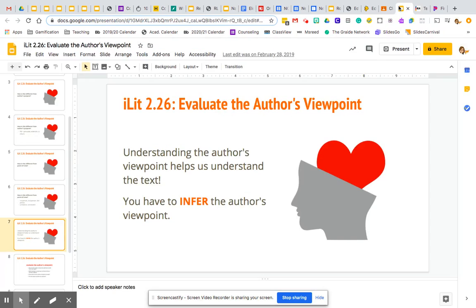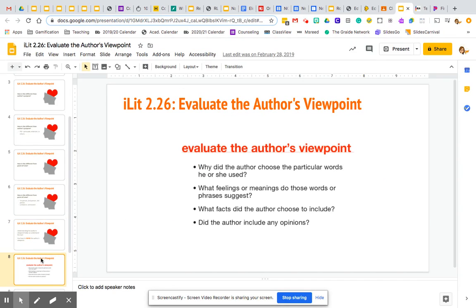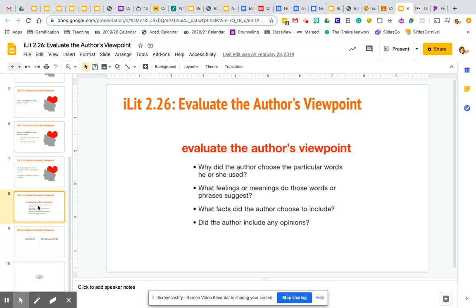So here are some questions you can ask yourself to help you evaluate or judge what the author's viewpoint is. Why did the author choose the words that they chose? Those words reveal something about how they're feeling. What feelings or meanings do those words or phrases suggest? And what facts did the author choose to include?